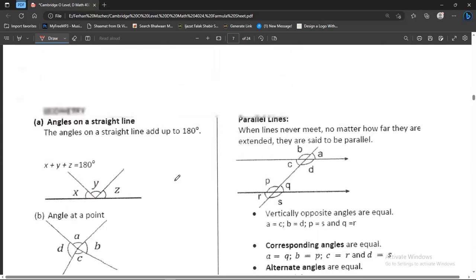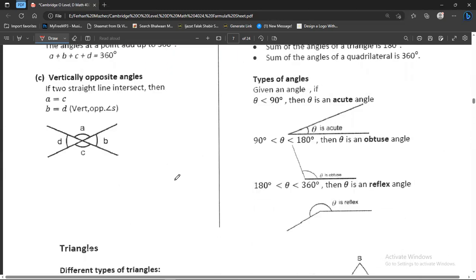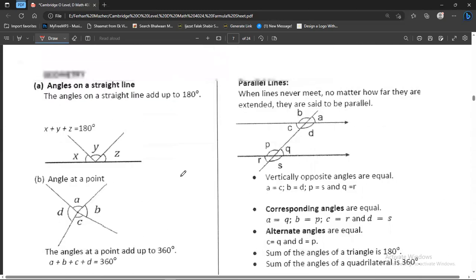Then we have this diagram, parallel lines. For example, these are the two parallel lines. This line is cutting them, and this line is called the transverse line. When lines never meet, no matter how far they are extended, they are said to be parallel. So this line and this line are parallel. This is a transverse line.